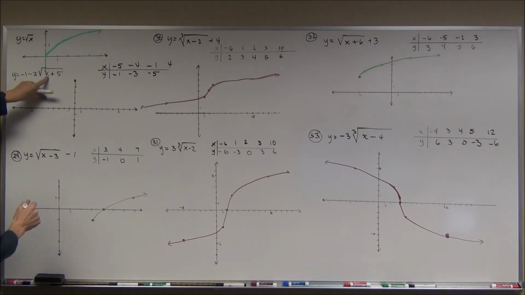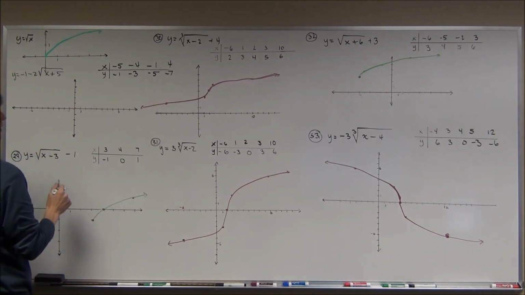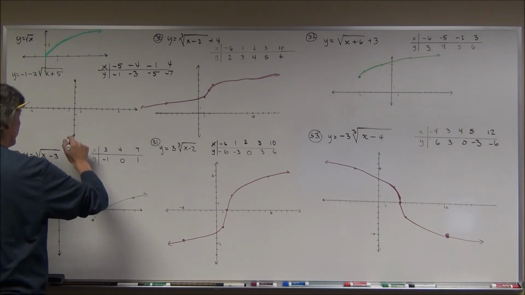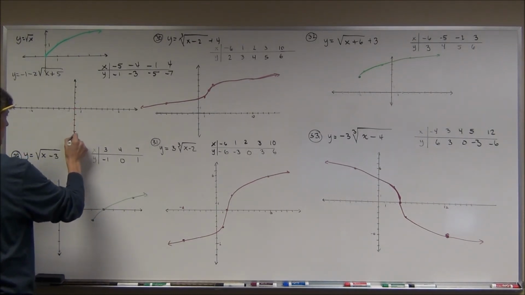And I'll plug 4 in. 4 plus 5 is 9. The square root of 9 is 3, times 2 is 6. Negative 1 minus 6 is negative 7. Yeah, I did not make this graph big enough as far as the y values, because it drops way down here. So 1, 2, 3, 4, 5, 6, 7.